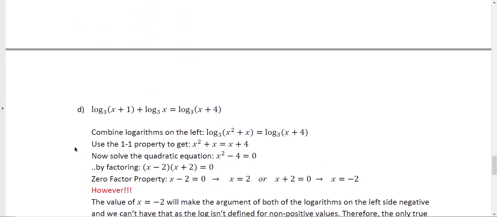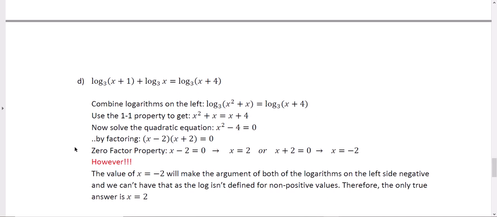Part D. Log base 3 of x plus 1 plus log base 3 of x equals log base 3 of x plus 4. There's a couple of different things we could do here, and I tried to keep it as simple of an approach as possible. So on the left, I want to combine logarithms to get a single log. The whole isolate the exponential part, isolate the logarithmic part.